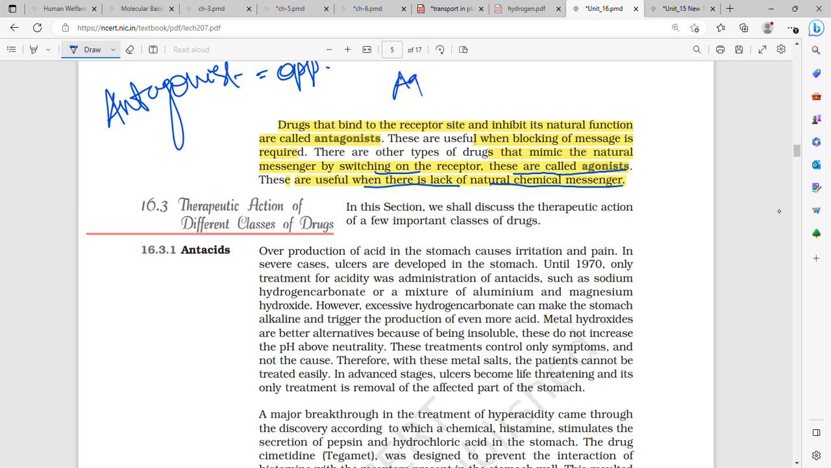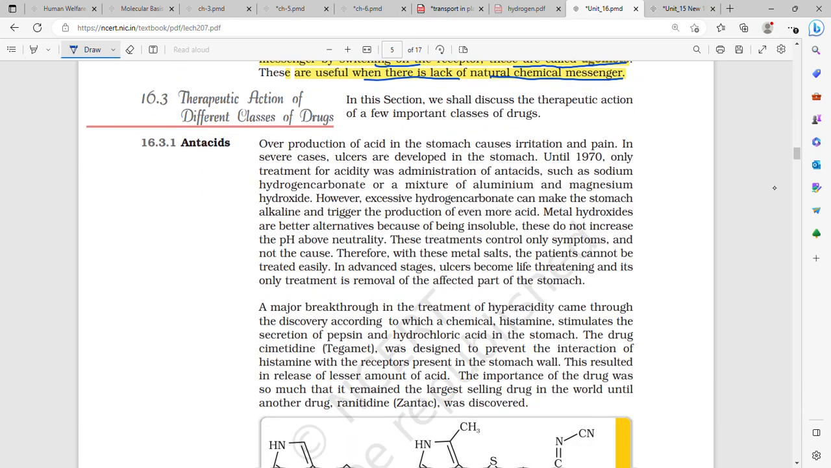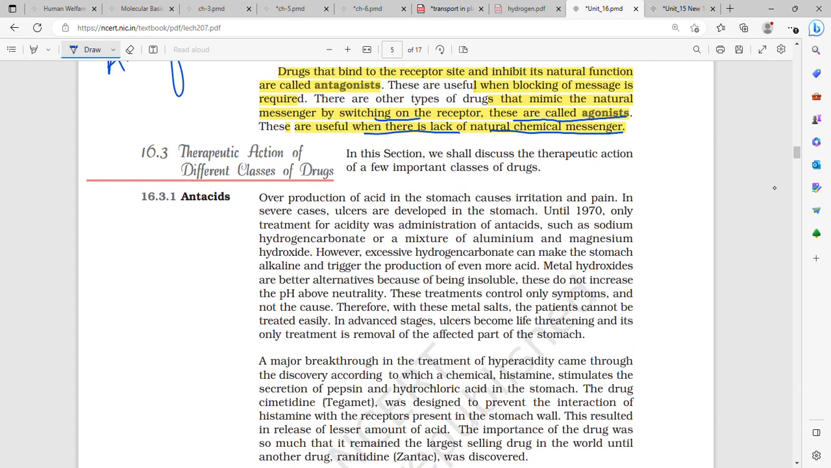So agonists show a synergistic effect, that is similar, the same thing. They are going to just enhance the natural reaction, the function which is going on.